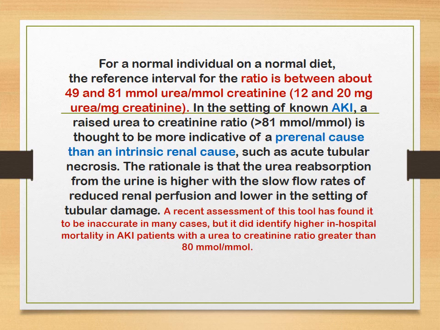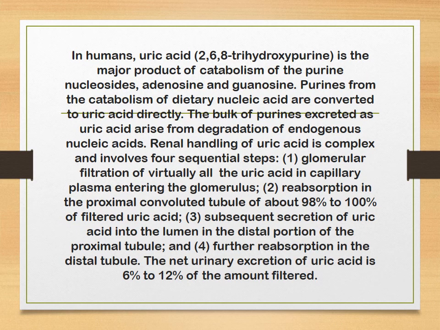So the ratio is very important in differentiation of these. Uric acid is the end product of nucleotide, and its excretion depends mainly on the renal. The renal excretion is complex: filtration, reabsorption, and secretion result in net excretion of uric acid of about 6 to 12.